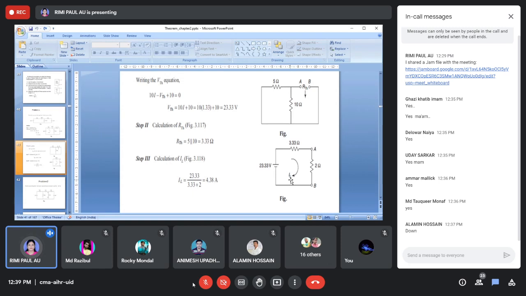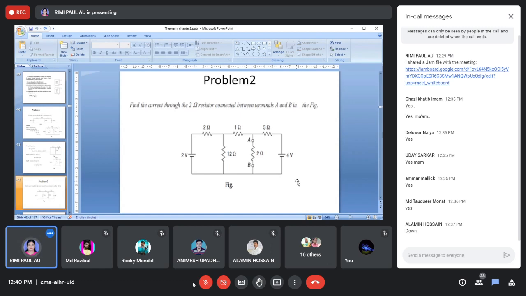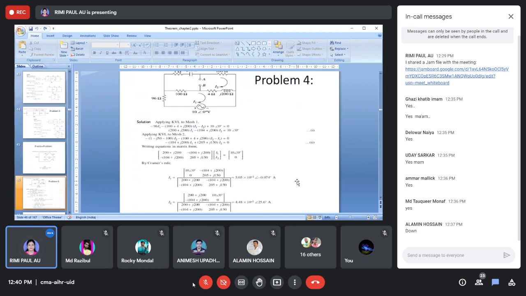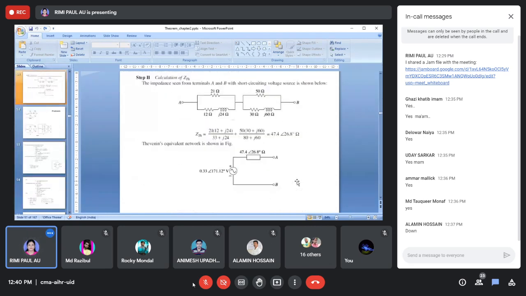Just as you found ZTH, similar way we can find ZN. If I get ISC, with ZN in parallel and ZL or RL in parallel, then we have to find IL. You can apply the current division rule and find IL, or you can convert from ISC to VSC and then find it. You solve the same way, but here we cannot open circuit, now we'll do the short circuit. So here we can see the problem.